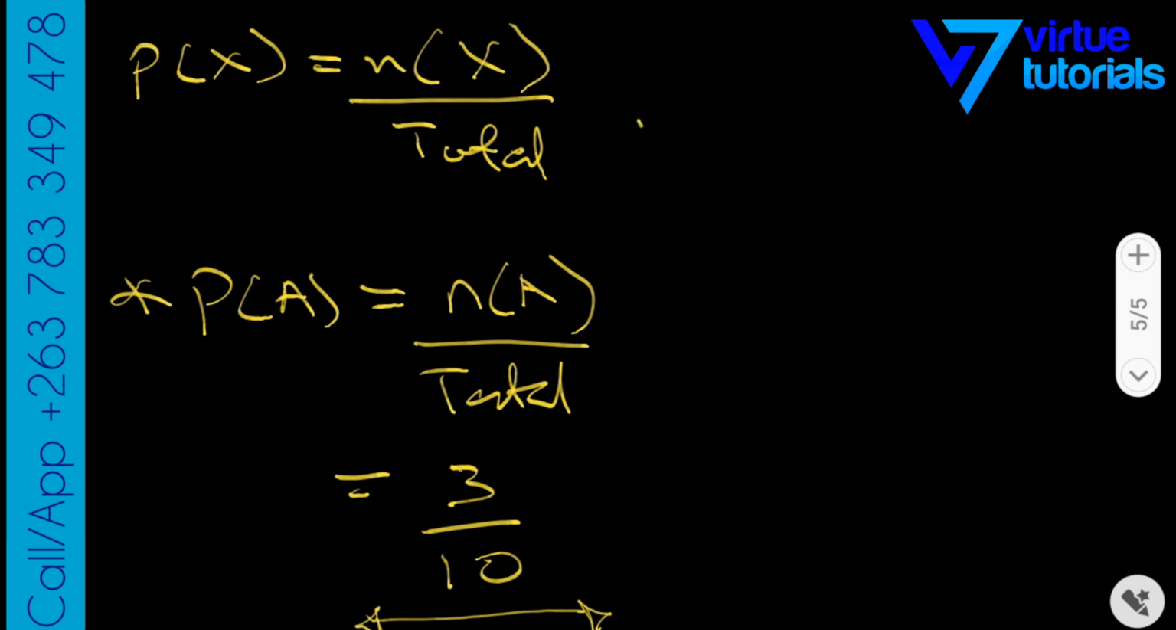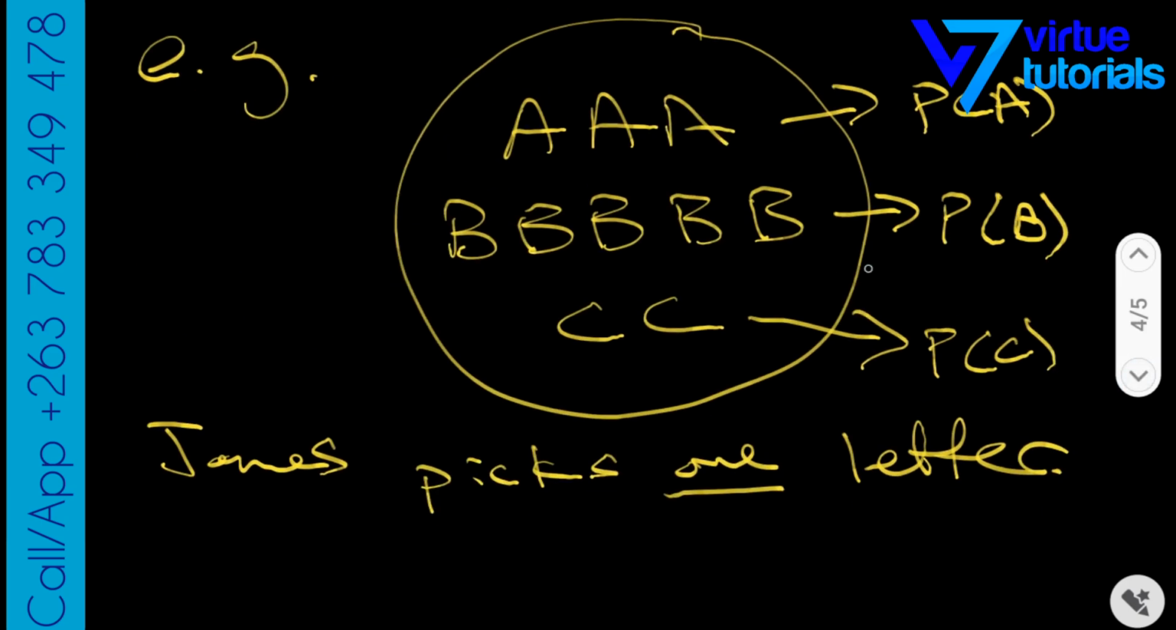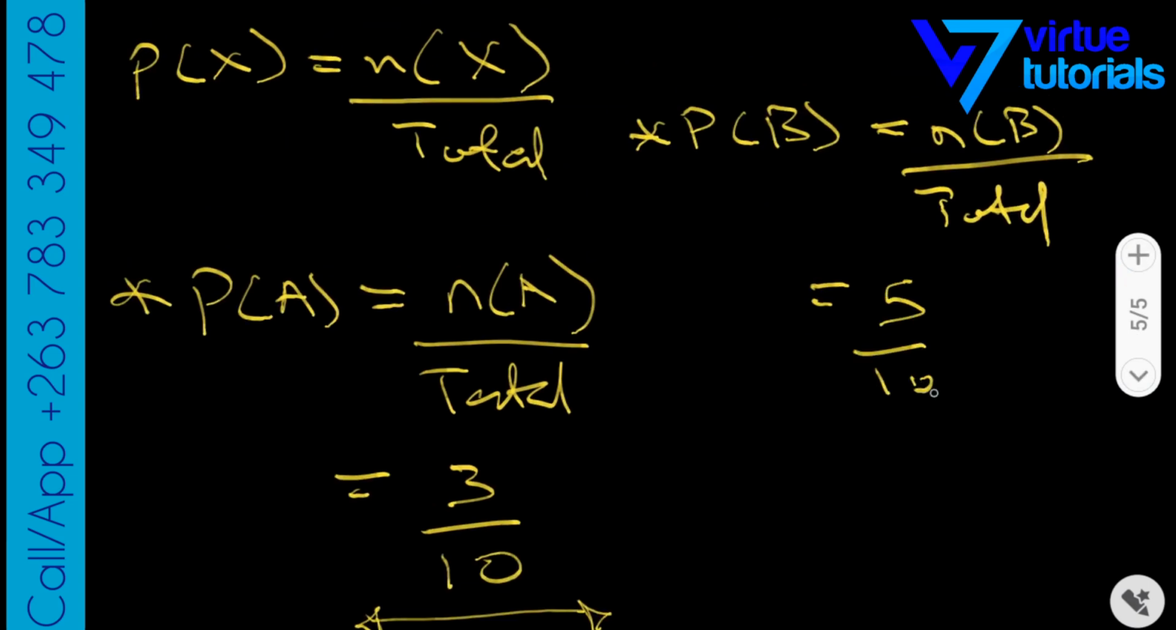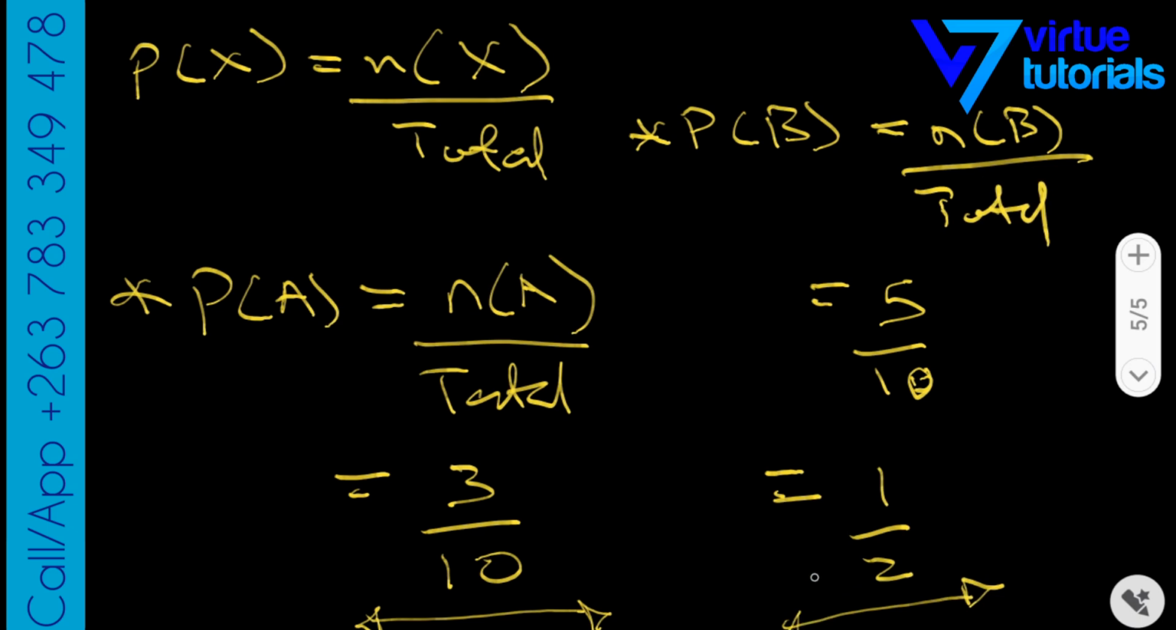If we ask ourselves, what's the probability that James will pick a B, following the same formula, it is the number of B's over the total. How many B's are there? We have 5 B's in a total of 10 letters. So it's 5 out of 10 chances of picking a B. Now we can take that further and reduce this to its lowest terms, which gives us half. Okay, so that's the probability of picking B.